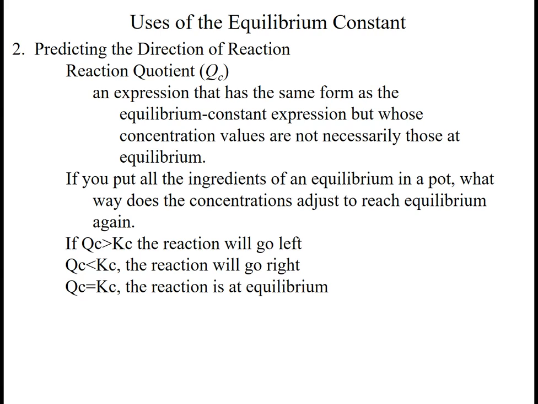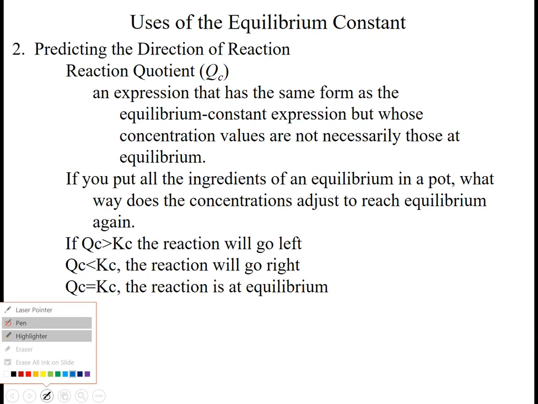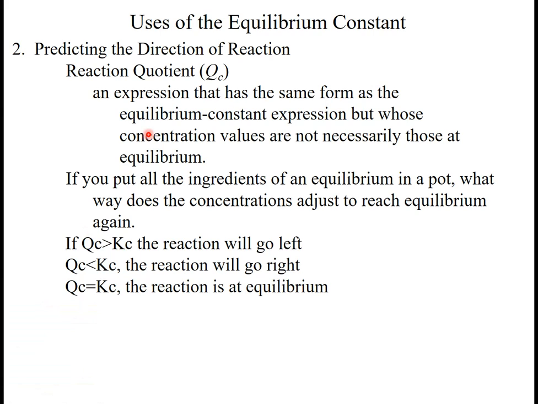Okay, the next section of chapter 14 is predicting the direction of the reaction, which is the second use of the equilibrium constant. To do so, we're going to use something called QC. QC is the reaction quotient. It's an expression in the same form, which means it's the same algebraic equation, but it's not necessarily at equilibrium. What is different here is I would put all of the reactants and products into the pot, and ask which way it needs to shift in order to reach equilibrium again.